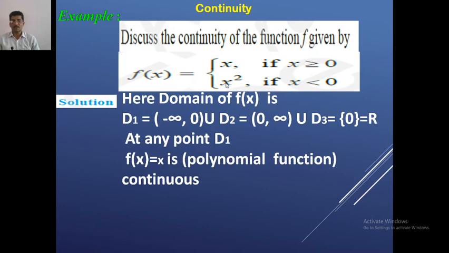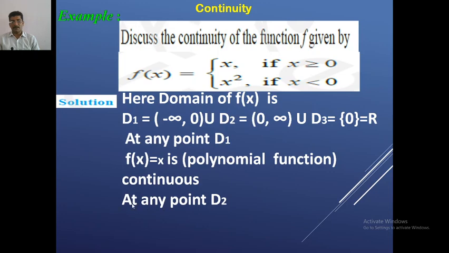You know the properties of continuity for all real numbers. Here, f of x equals x square for all x less than 0, which means x belongs to the interval minus infinity to 0. It is a subset of the set of real numbers. Therefore, this function is continuous for all negative real numbers.